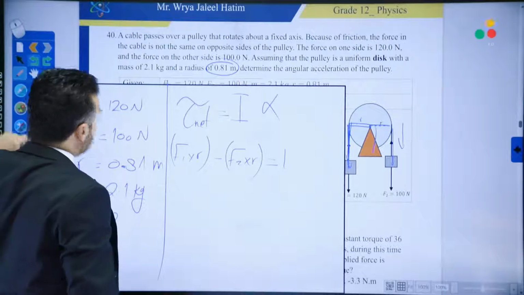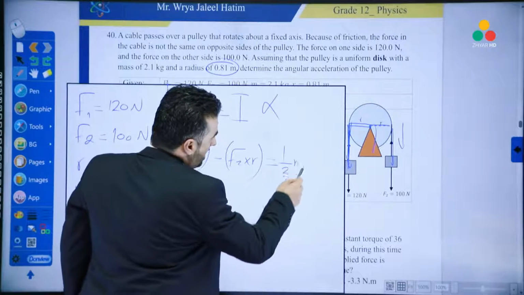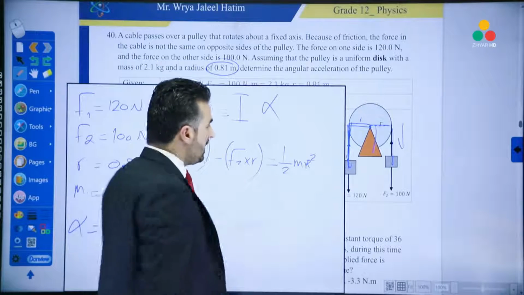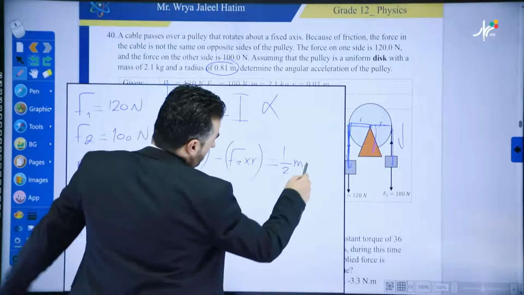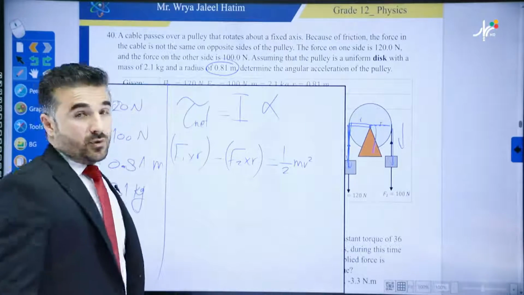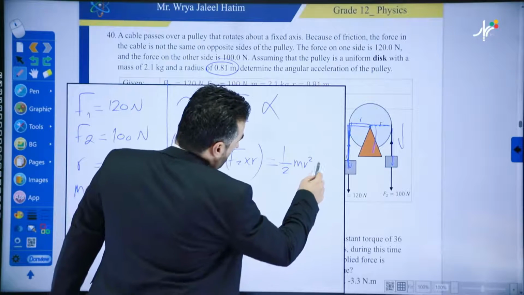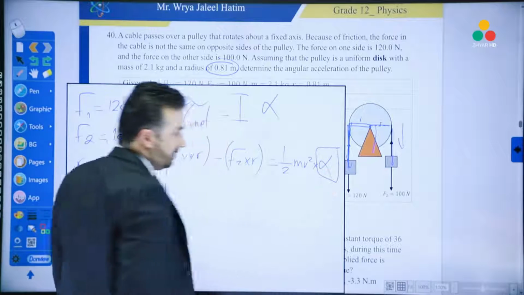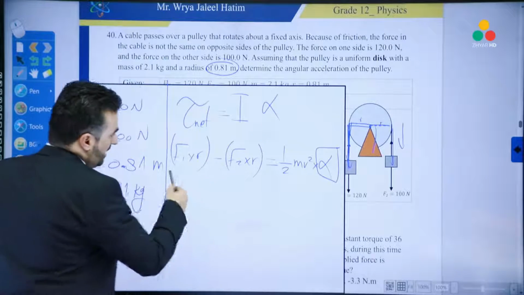How about if I use this as well? For the moment of inertia of a disk, we have 1/2 mass times the radius squared. I'll use capital R, but actually, let's use small r so that you don't say, Mr., why aren't you using the same thing? And then multiplied by the angular acceleration. We're trying to find this. So how about we do this first?